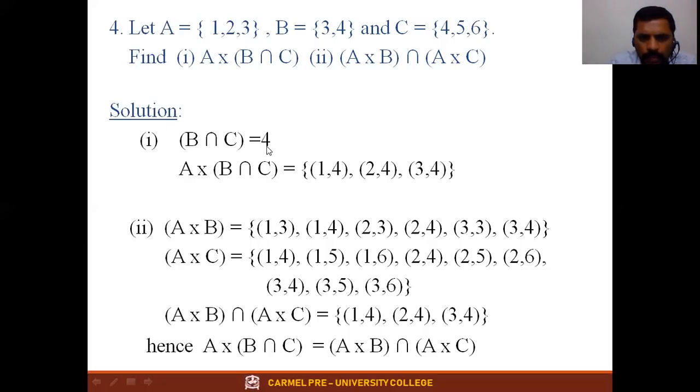What is it? 4. A cross (B intersection C): just take out the A element first and this element next. Only one element there, right? It is (1, 4), (2, 4), (3, 4). This flower bracket, you need it; it was missed. So A cross (B intersection C) is {(1, 4), (2, 4), (3, 4)}. You got the first one. Now you want the second one. Second one is (A cross B) intersection (A cross C).